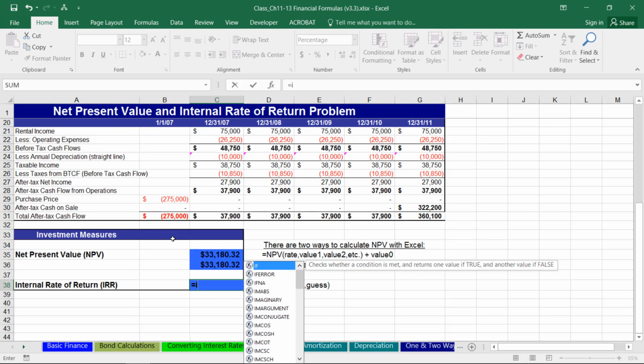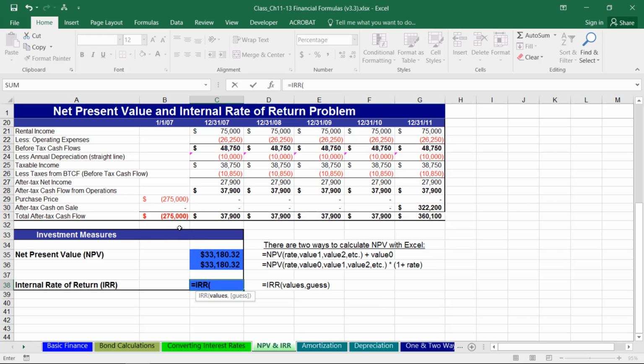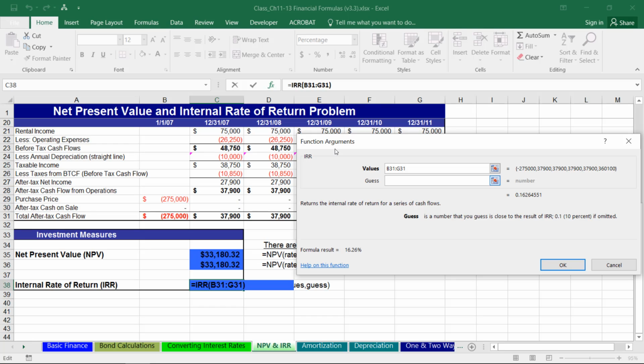Okay, let's do this together. And it says take all of the values, all of our cash flows, and then it's asking for a guess. Now we could put anything in here. Notice if I click up on here, when I click on guess, it says is a number that you guess is close to the results, or if omitted, they're going to stick in 0.1 or 10%. That's fine. We can let them just do that, or I often will just put in 1. Any number will do, and then it calculates down.